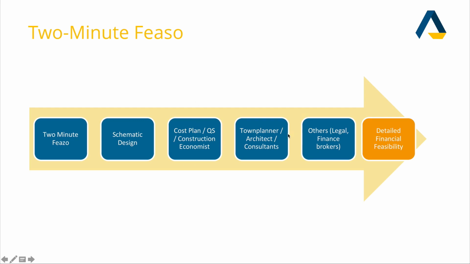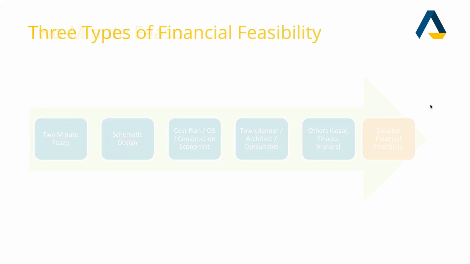The next stage would be to find out from the town planner, the architect, and different consultants that are going to be involved what their costs are going to be. And also then the final thing is to actually be able to figure out what the finance costs and legal costs are going to be in order to fund the development. Once you've got this whole picture, including your end value of the development, that's the time when you can actually do a detailed financial feasibility.